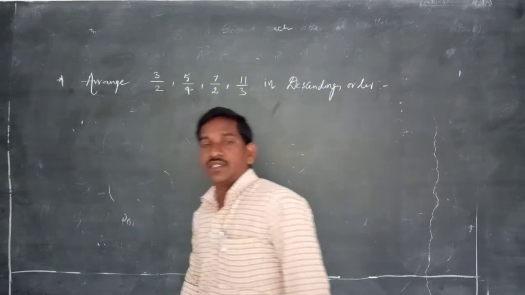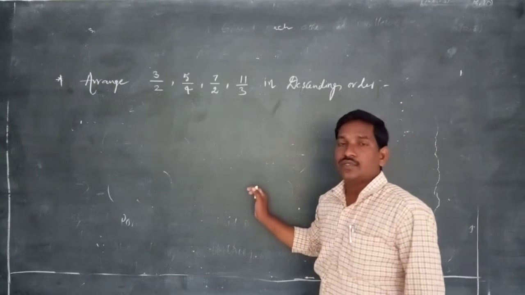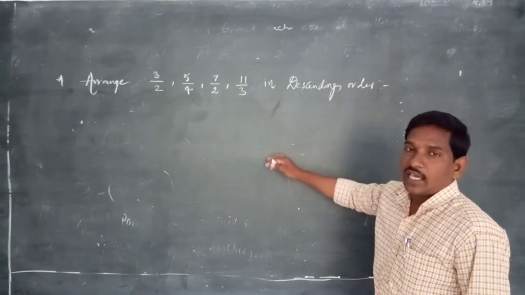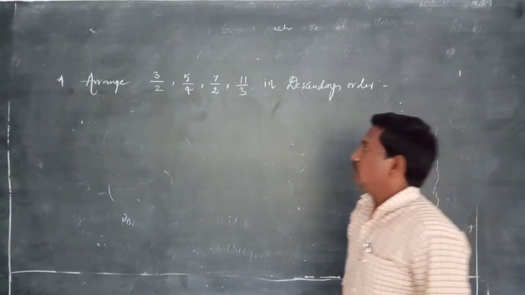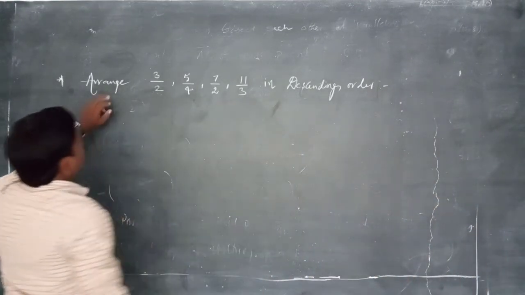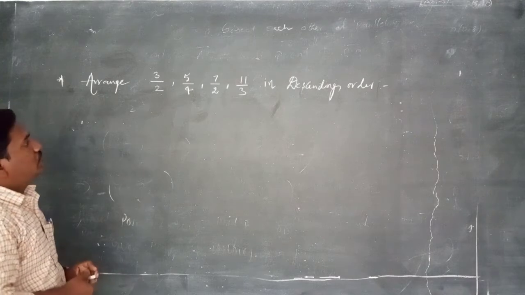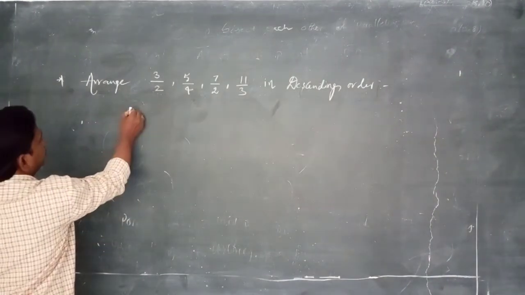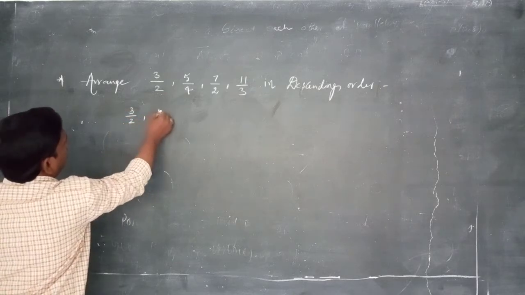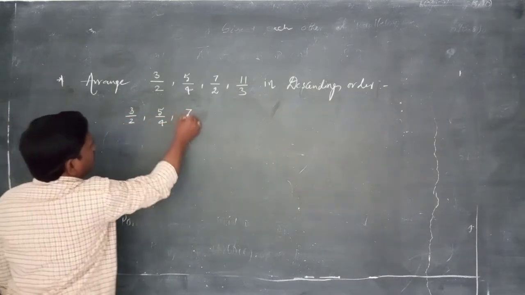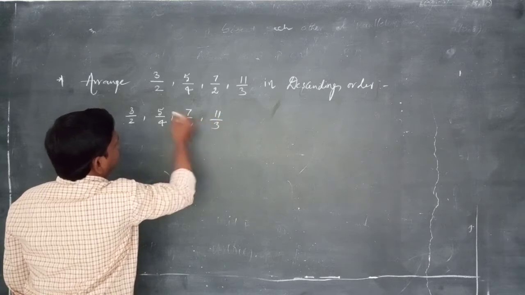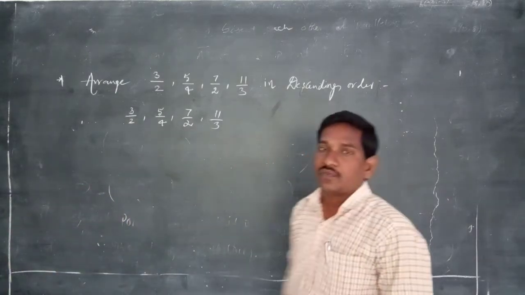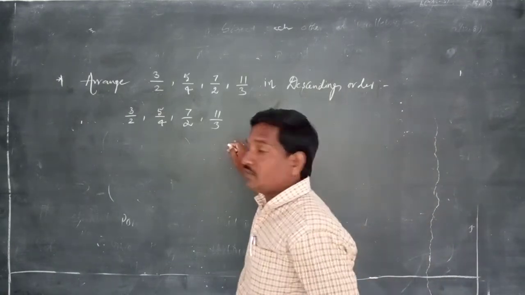So in the previous class, we have already learned about ascending order and descending order. So for more clarification, let us discuss another problem. Arrange 3 by 2, 5 by 4, 7 by 2, and 11 by 3 in ascending order. So now take the LCM of all the denominators of the fractions.